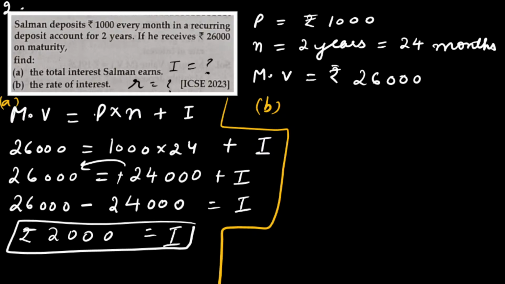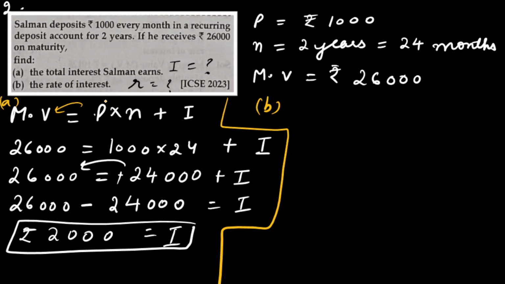So in part A we have to find the total interest earned. So that is rupees 200. We use the formula of maturity value, which is P into N plus I. P and N's value are given to us, even the maturity value is given to us, and we shifted this term to this side and we found the value of I.